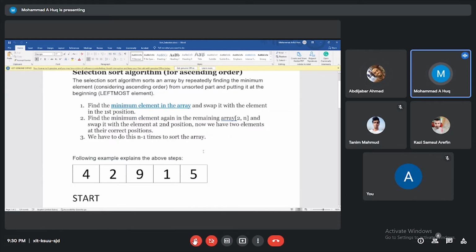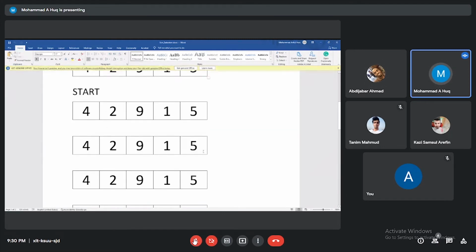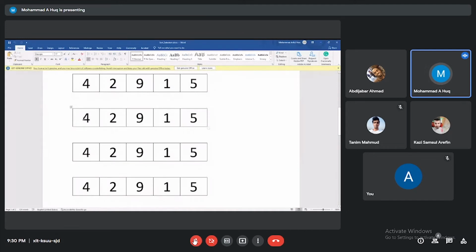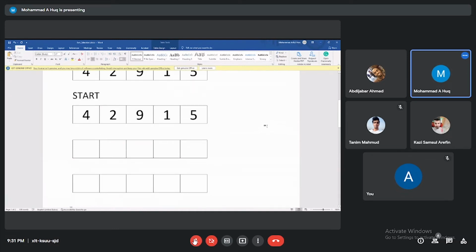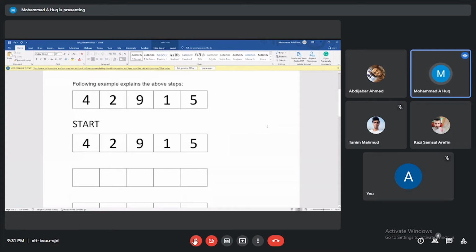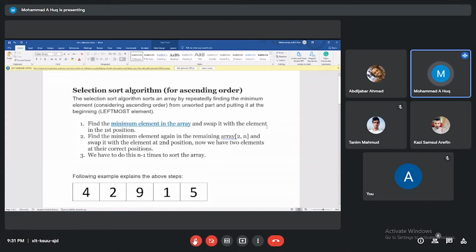Who can understand and tell me that, sir, this will be the remaining steps for this? I have just copied because it will be blank now. It is unsorted. Okay, based on this, I will announce to students. Find the minimum element in the array and swap it with the element in the first position.